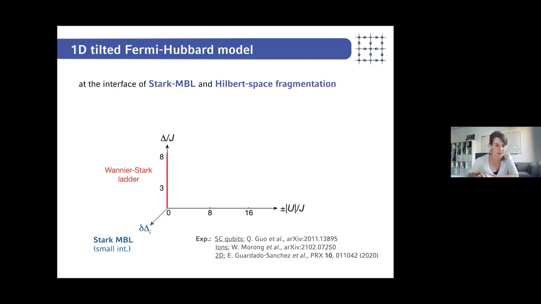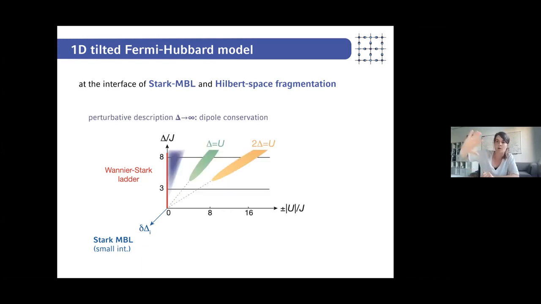But now the question is, what happens if we completely get rid of these inhomogeneities and the small amount of disorder that was applied in the system? So basically, we now look at this plane where delta-delta is equal to zero, and we scan only the strength of the tilt, and we look at the strength of the Hubbard interaction energy. And it turns out that naively, you may expect this clean system to thermalize, because you can always have long-range tunneling resonances between the tilt energy and the Hubbard interaction energy.